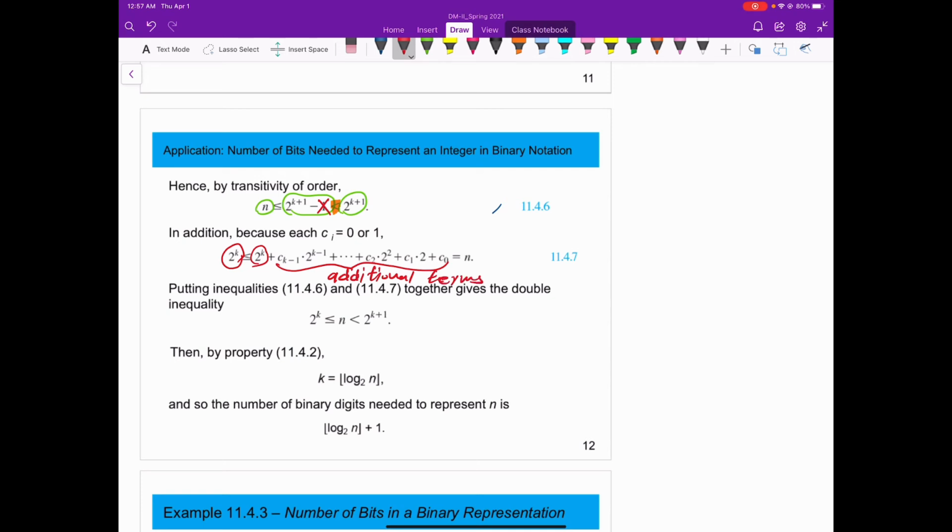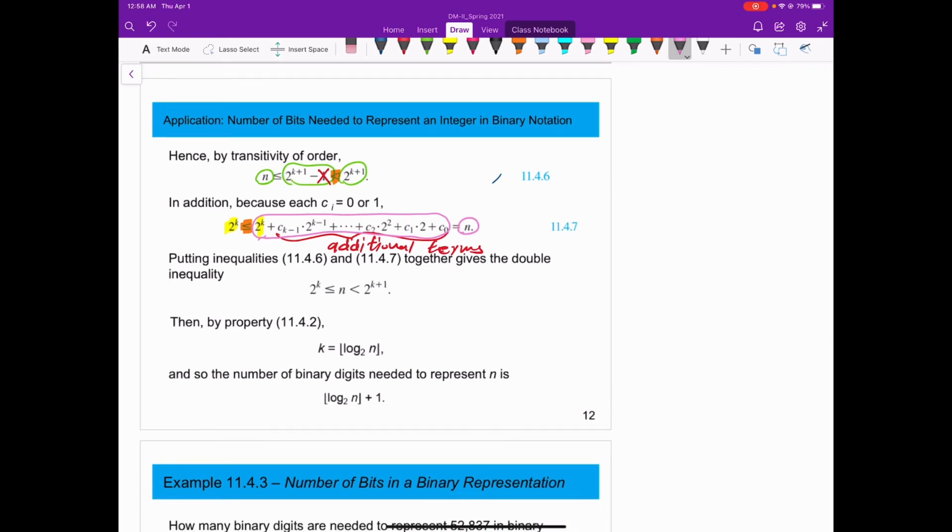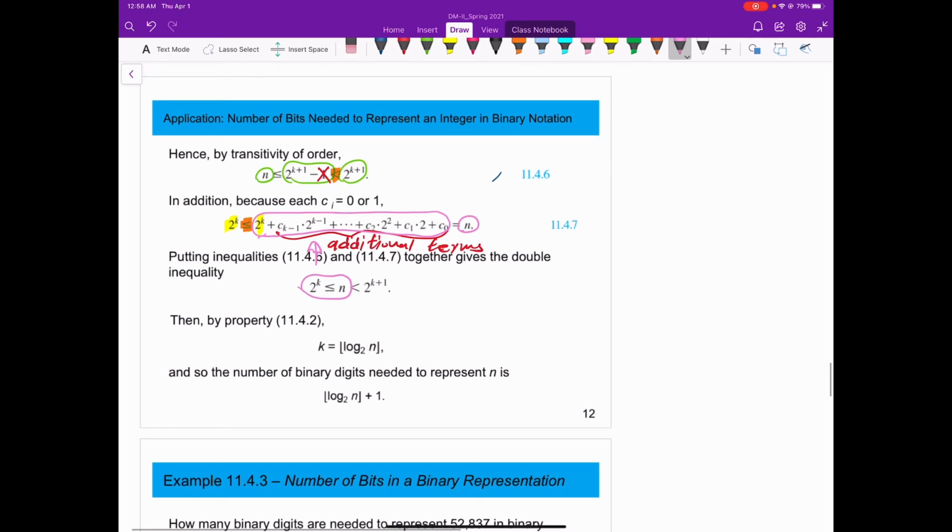All right, so you could do this, because the inequality here is less than or equal to. All right, so this equals that, and then you have additional terms. Actually, this entire series equals n. Okay, then you have the lower bound like this. All right. N is greater than or equal to 2 to the power k, which is given by that formula.